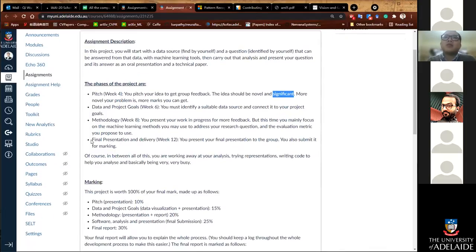And the last step is the final presentation and the delivery. So basically you need to present your final presentation to the group, and you also submit for the marking. You submit the presentation, you submit a report, and of course you need to submit your code. Right, so you just pack it and submit your code. Okay.